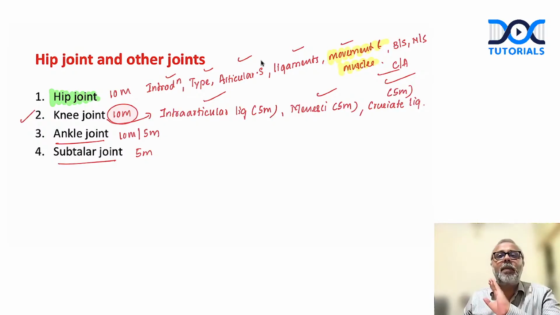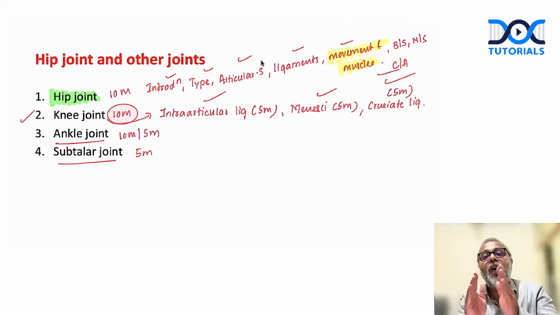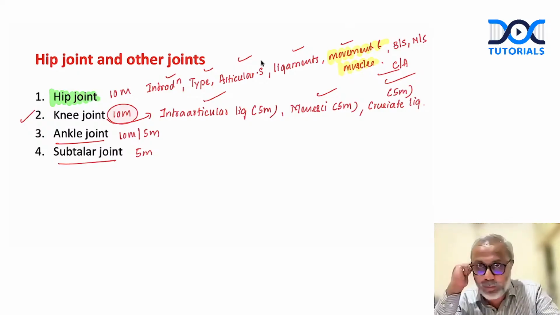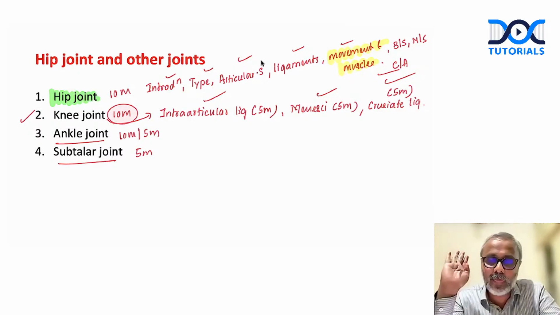Even if you don't remember what nerves or blood vessels supply the joint correctly or specifically, think of the blood vessels which are surrounding the joint and try to write their names. At least do this. Okay.